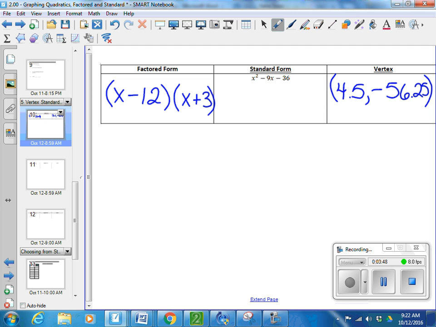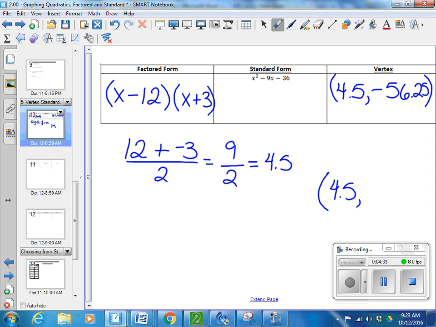To get our vertex, we would have to find the midpoint of my x-intercepts. So what I would have to do is first take the opposites of each. That means I have an x-intercept at positive 12 and one at negative 3. I would add those and then divide by 2. So 12 plus negative 3 equals 9. Again, you're starting to see I'm left with 9 over 2, or if you prefer the decimal, 4.5 as the x coordinate of my vertex.